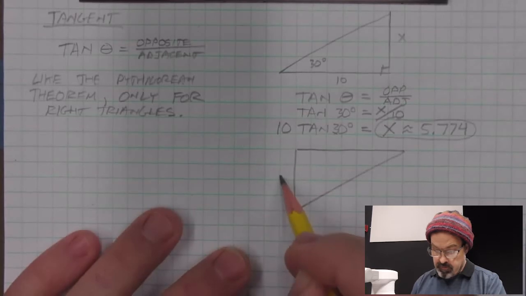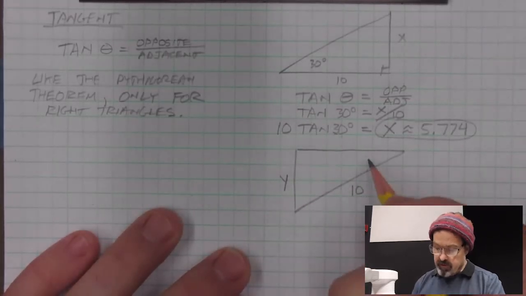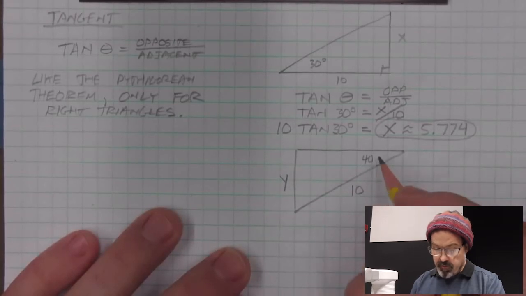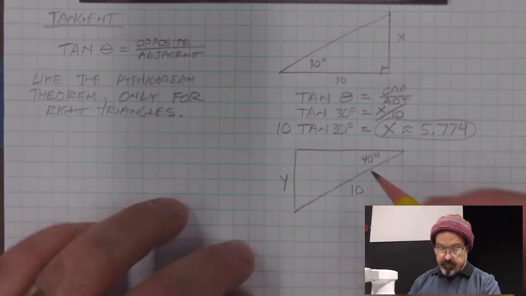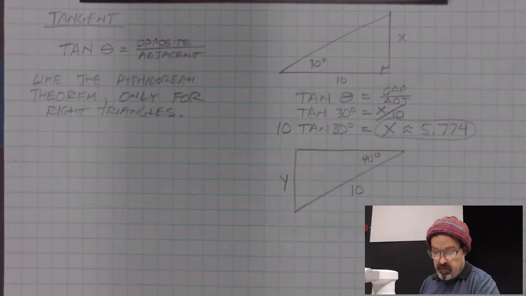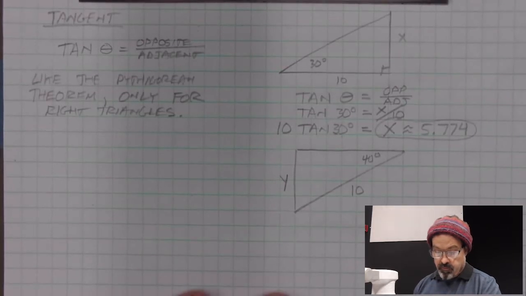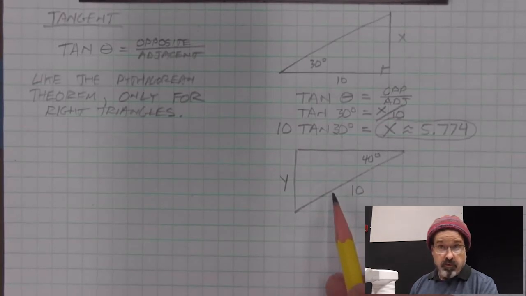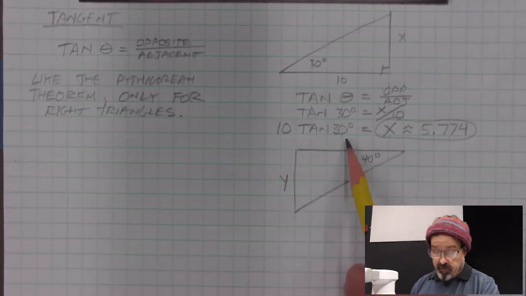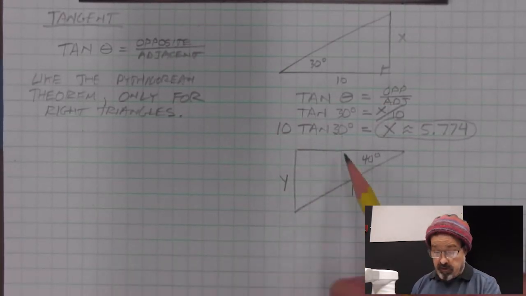Triangle, side of y, side of 10, and 40 degrees. Can we find y? Well, we could consider using tangent. We wouldn't use the Pythagorean theorem because the Pythagorean theorem would involve three sides, and we don't know two of those sides, so it wouldn't be useful to find any one of them.